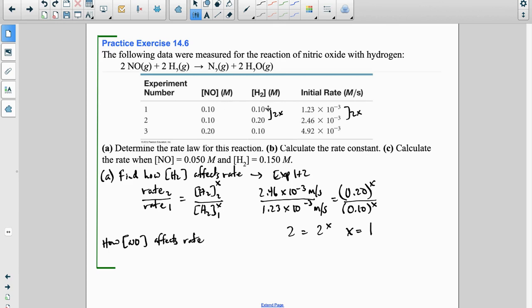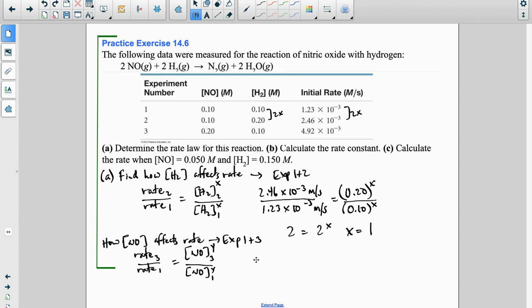So to look at this, I'm going to find 2 where H2 is constant. That would be experiment 1 and 3, and NO is doubling there. So I can use experiment 1 and 3. So let me take my rate of 3 over my rate of 1, and that will be my NO from experiment 3 to the y power, and NO from experiment 1 to the y power.